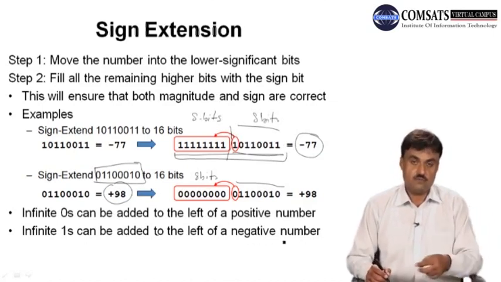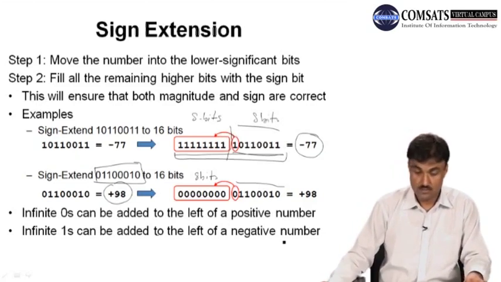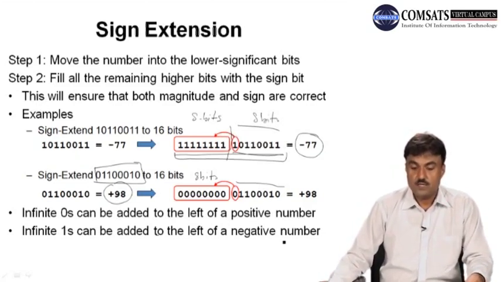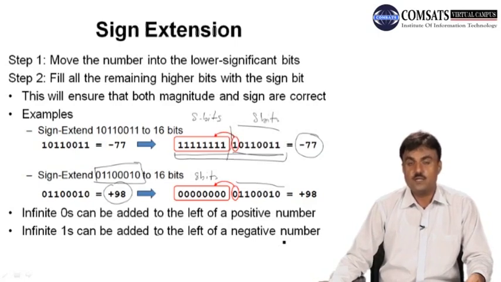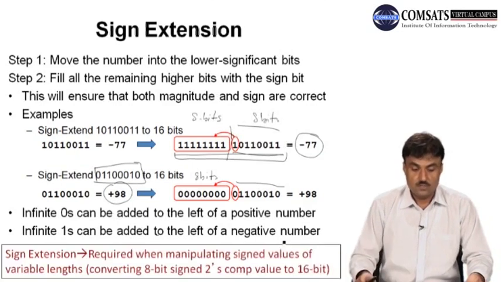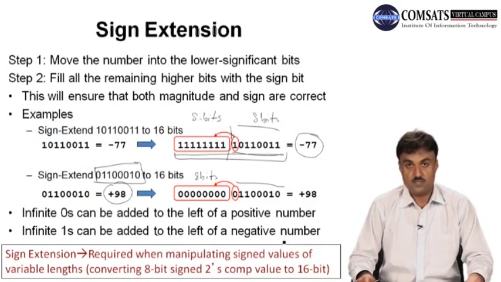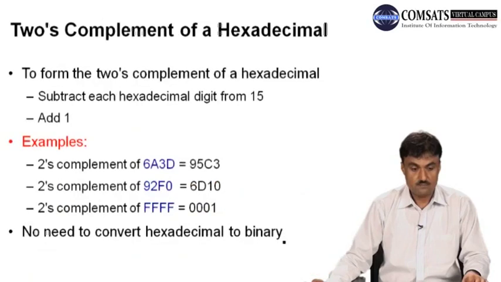So we can extend the sign into the higher order byte or higher order bits. In this way we can convert any number from 8-bit to 12-bit, 16-bit, 32-bit or 64-bit, so that the two numbers on which we want to perform an operation have equal sizes, and then we perform the operation. Sign extension is required when manipulating signed values of variable lengths, for example converting an 8-bit signed 2's complement to 16-bit, or performing operations between a 16-bit value and a 32-bit value. We have to make them compatible, of the same size.